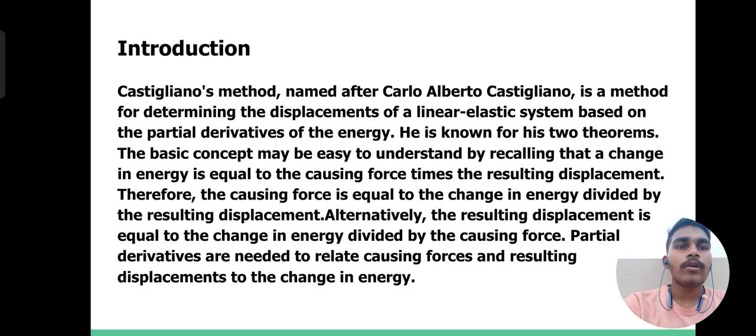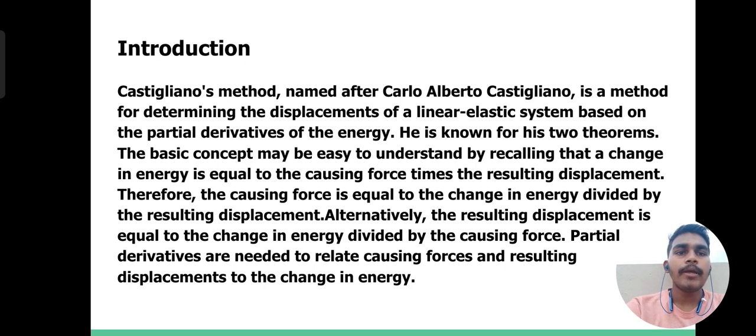Castigliano's method, named after Carlo Alberto Castigliano, is a method for determining the displacements of a linear elastic system based on the partial derivatives of the energy. So this method is named after Carlo Alberto Castigliano, and it is used to determine the displacements of a linear elastic system based on partial derivatives of the energy. He is known for his two theorems. So there are two theorems.